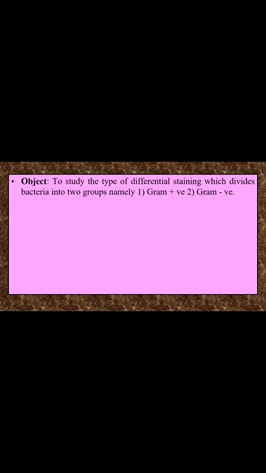Objective of this exercise: to study the type of differential staining which divides bacteria into two groups, that is gram positive and gram negative bacteria. The objective of this exercise is to differentiate whether the bacteria is gram positive or gram negative.